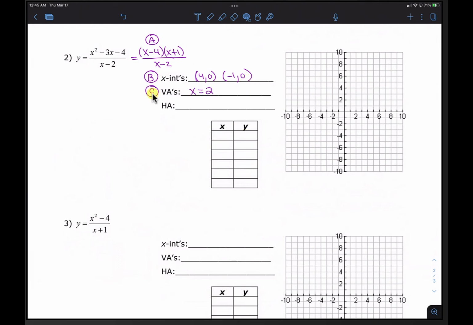All right, in step C, we want to find the vertical asymptote. To find the vertical asymptote, we set the denominator equal to 0. So that's x minus 2 equals 0, and we get x is equal to 2. And then in step D, we find our horizontal asymptote. We do that by looking at the degrees of the numerator and the denominator. The degree of the numerator is 2, and the degree of the denominator is 1. So the numerator's degree is greater than the denominator's degree. And in that case, we do not have a horizontal asymptote.